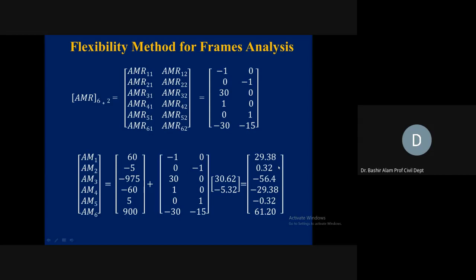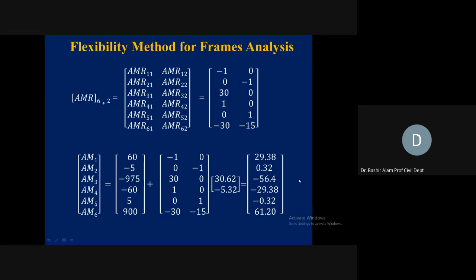AM3, various components, products we found, we add them up, that this is positive, but we did not find the final number. So you can verify this minus 56.4 from there. AM4 and AM5 and AM6 also. Now you can write quickly these numbers and let's see how we put them on the element then. So write down AM1, AM2, AM3: 29.38, 0.32, and 56.4, and then AM4, AM5, and AM6: minus 29.38, minus 0.32 and 61.2.